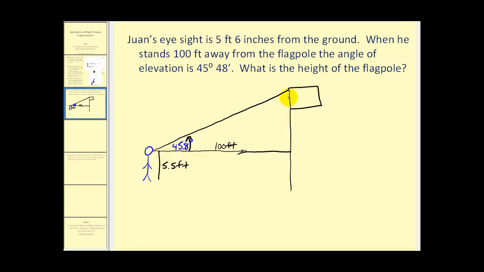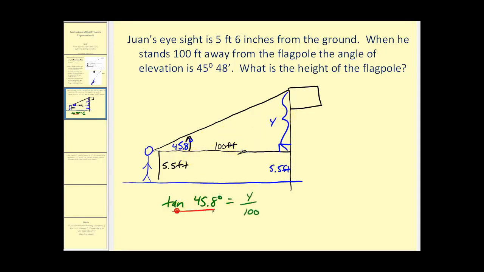So we can figure out this distance here. Let's just call it y. And then we can't forget that we do have to add this extra 5.5 feet to find the total height of the flagpole. So we have a right triangle here. What we can see is that this is the opposite side and the adjacent side to the given angle. So we can say the tangent of 45.8 degrees must equal y over 100.